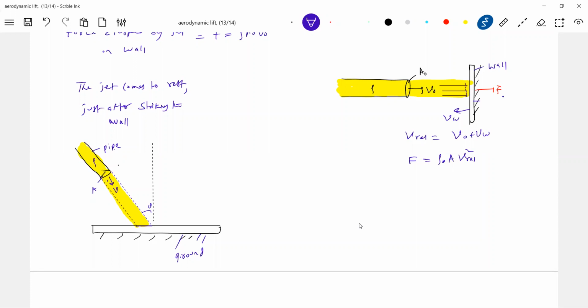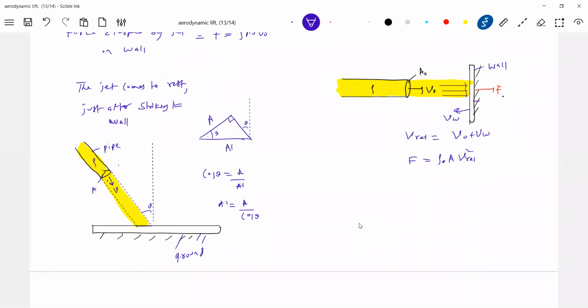Now look at the pipe. The pipe is inclined at an angle theta. This is area A, and this will be A dash. This will be theta, no? So this is theta, 90 degrees. This should be theta. So what is cos theta? A by A dash. So A dash is equal to A by cos theta.